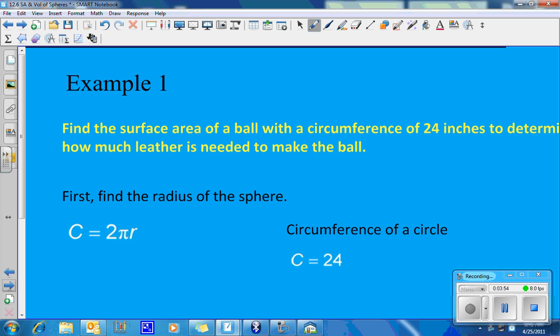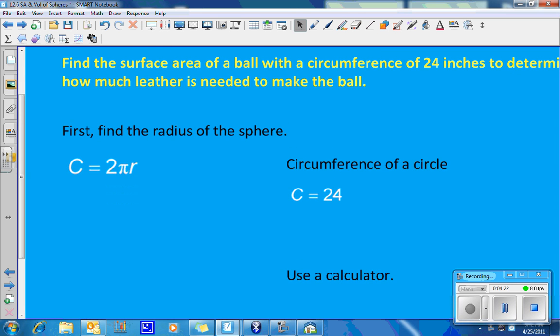So example 1, find the surface area of a ball with a circumference of 24 inches to determine how much leather is needed to make the ball. Now remember, surface area is 4 pi r squared. But we're not given the radius, we're given the circumference. And if you recall, circumference is 2 times pi times r. So the circumference is 24 equals 2 times pi times r, and we want to solve for r.